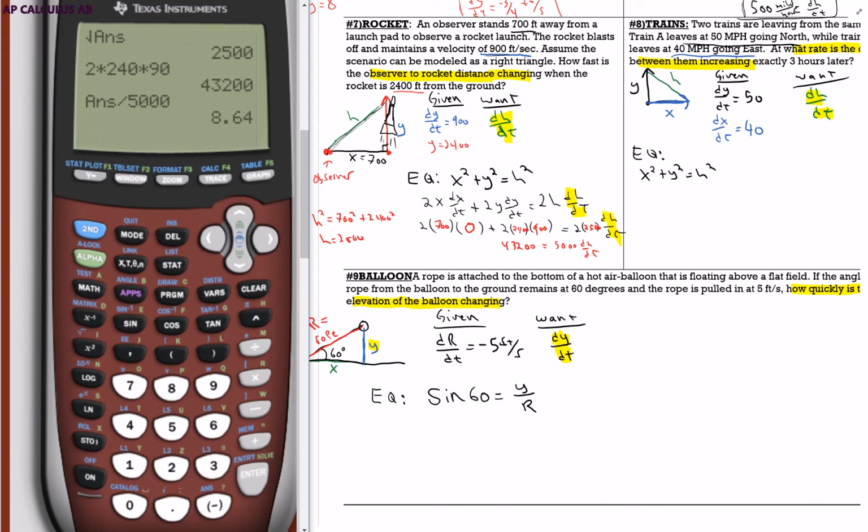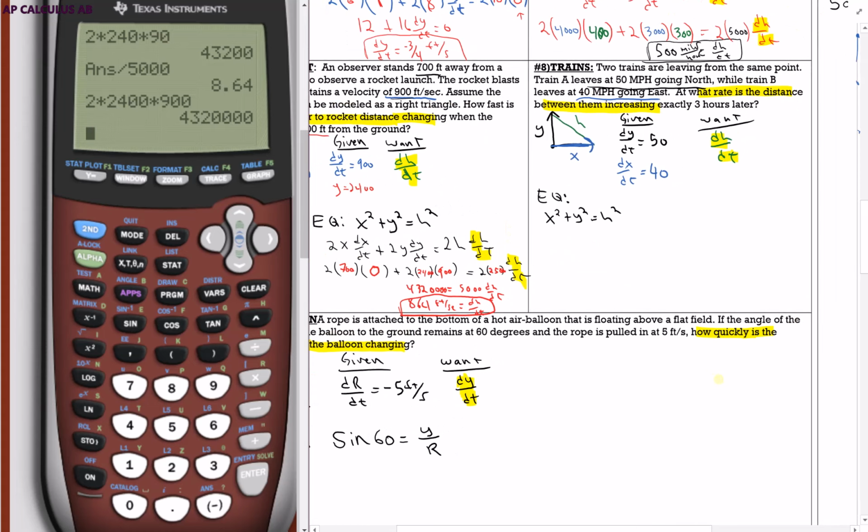Let me try this again. Oh yeah, I did a 240 instead of 2400. I always did the wrong numbers up there. It's 2 times 2,400 times 900 for the left-hand side, and you get 4 million. So I'm missing some zeros here. And so then when you divide these, you should get 864 feet per second is what dh/dt is. I just left out some zeros. All right, there you go. That's that one. Moving on.